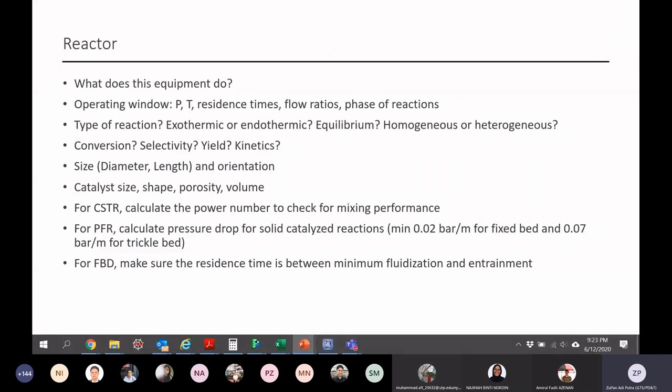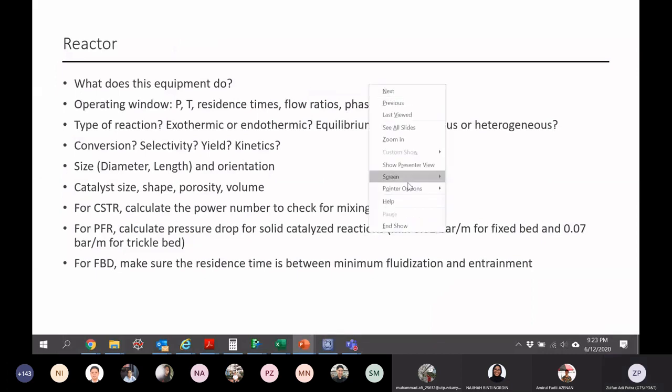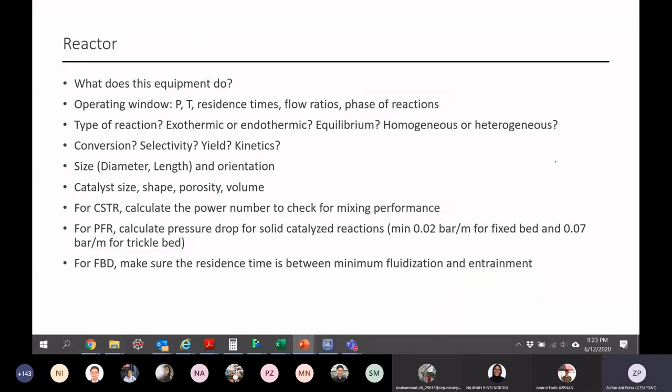Let's go to a simple example. For each of the equipment, what you should consider yourself is, what does it do? Answering this question is very much more important than designing it. Once this is clear, you need to have, like I said, the operating window of your equipment, in this case a reactor.